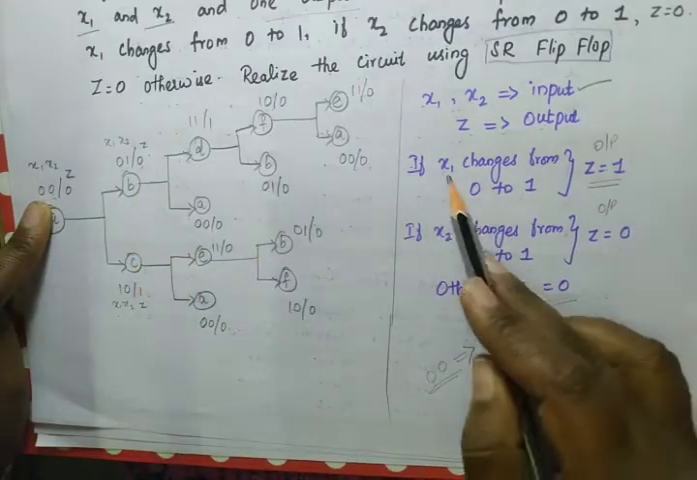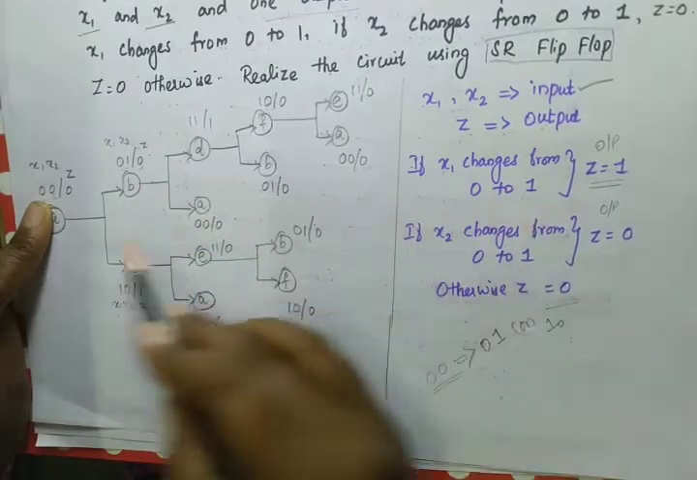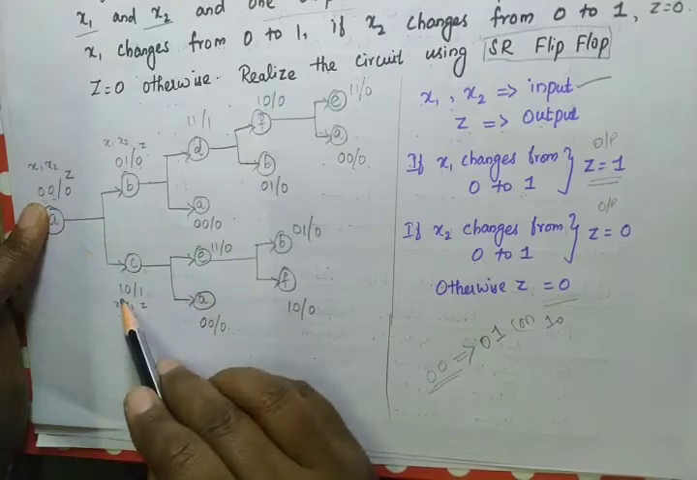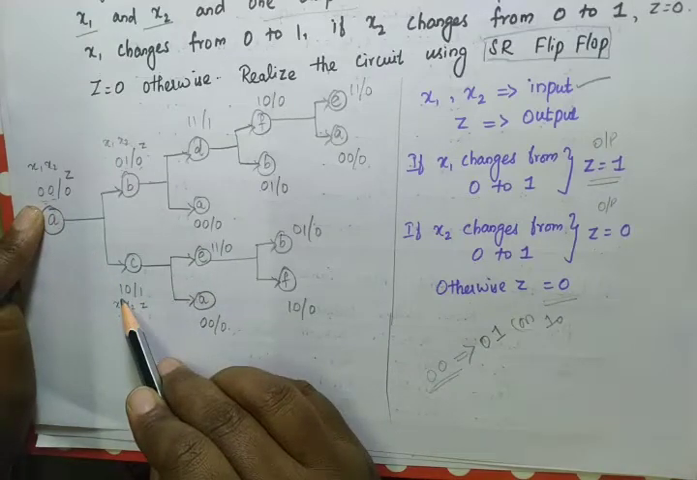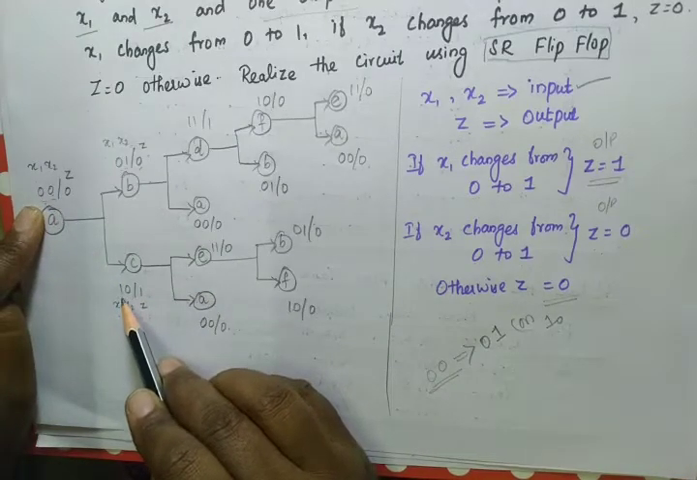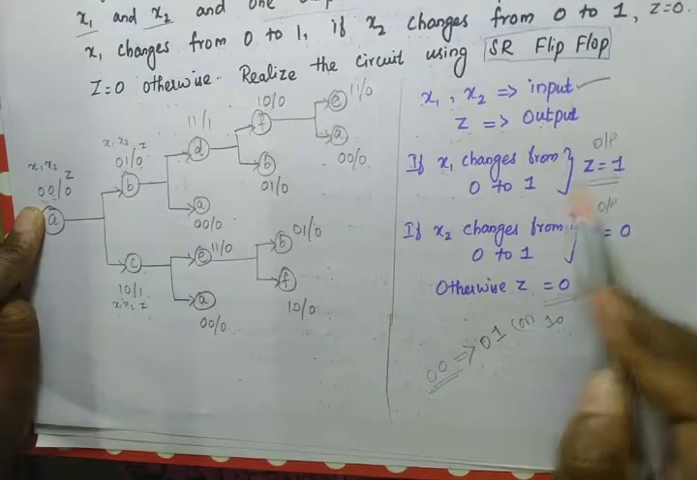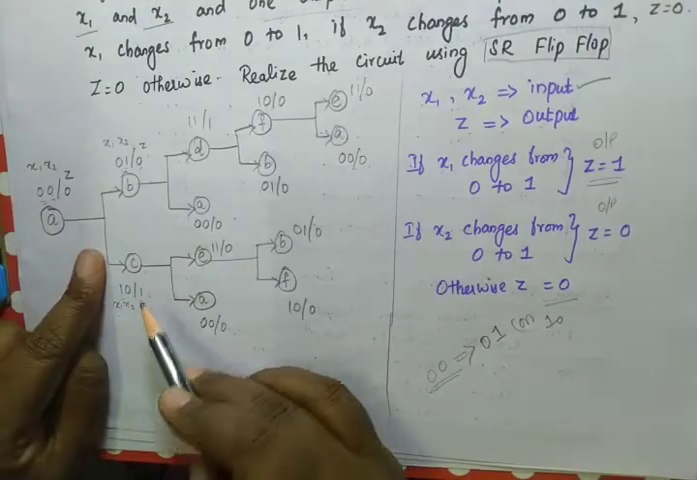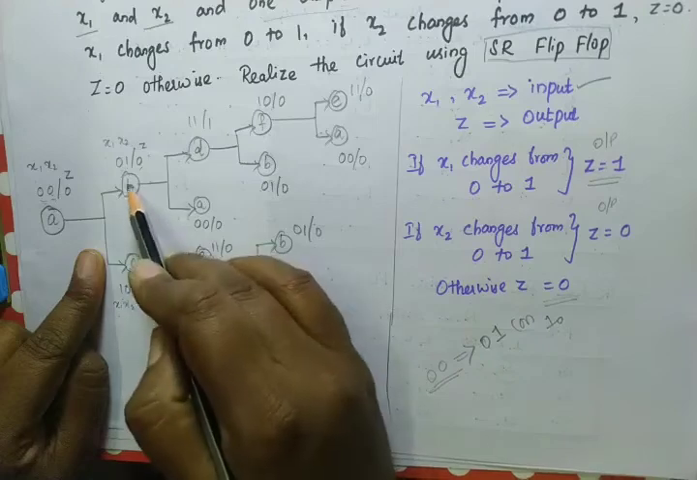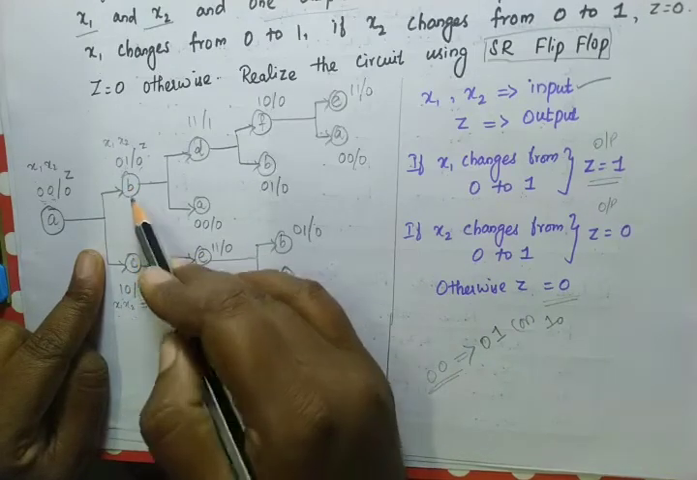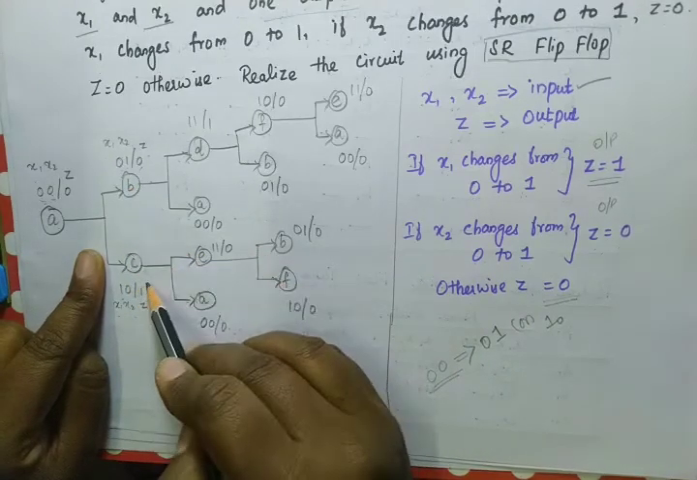Similarly, if x1 changes from 0 to 1, initially we had x1 as 0, now it has been changed to 1. Now the output will be z is equal to 1. Now these are new states, so we are giving them the names B, C. Now the present states are B and C.